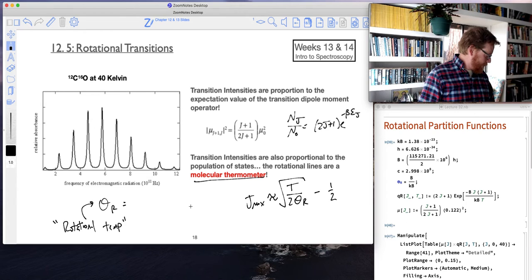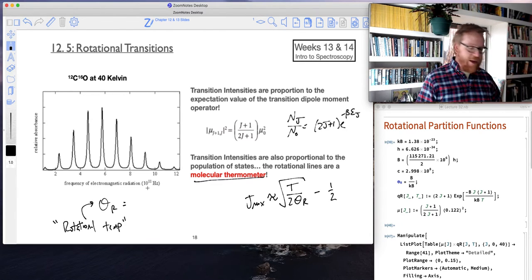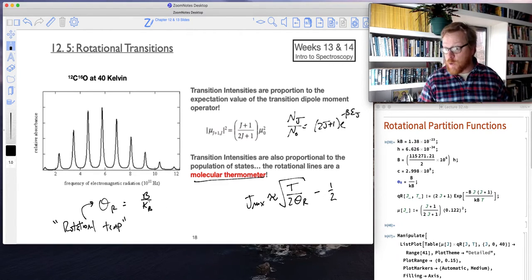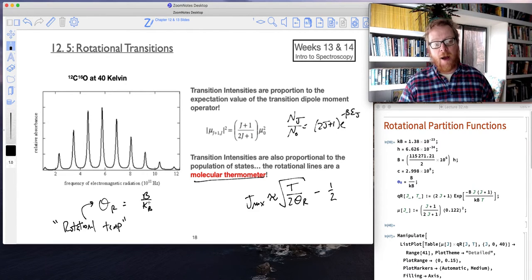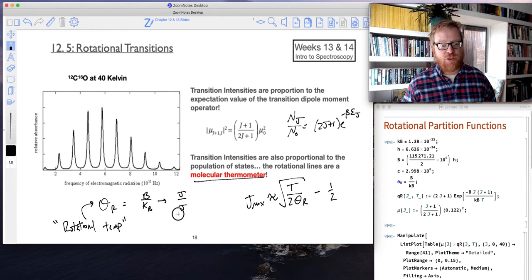Apologies for that mix-up. So the rotational temperature is given as simply B divided by k Boltzmann, where we recognize B is our rotational constant, in terms of joules. And we recognize that k Boltzmann is joule per Kelvin, so 1 over Kelvin gives us a Kelvin, okay?